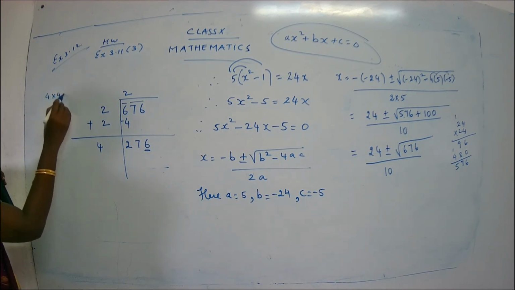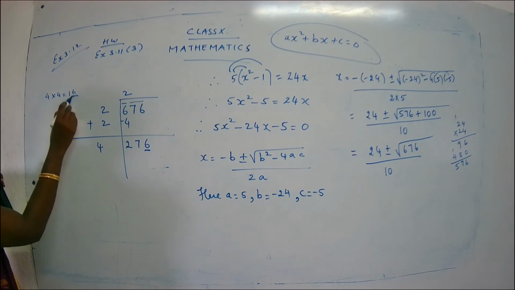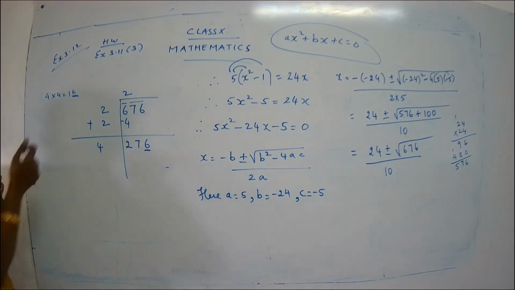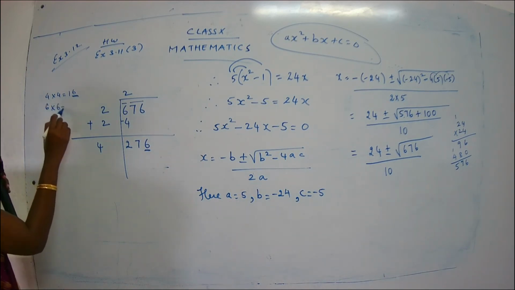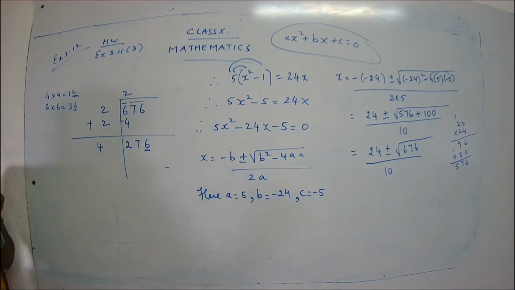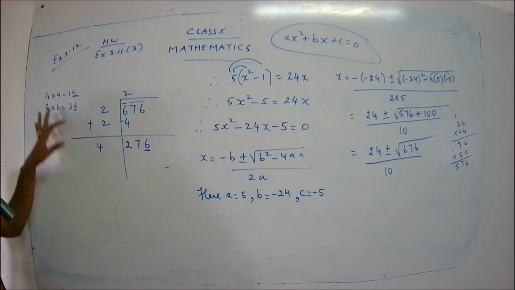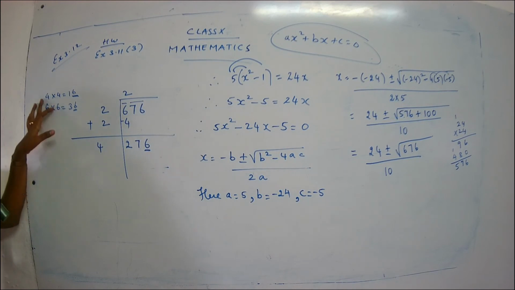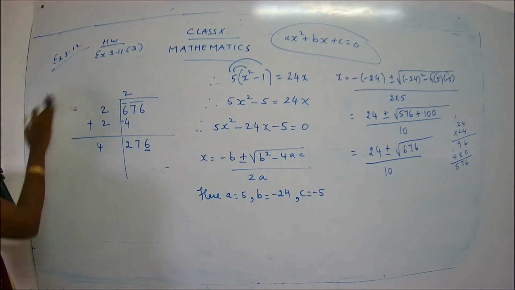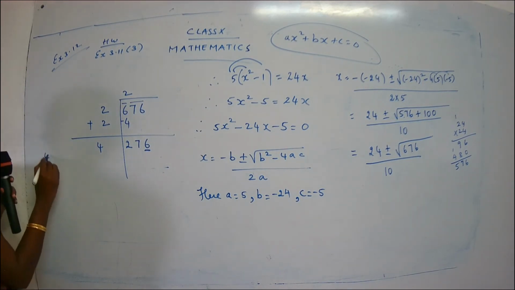4 fours are 16, yes? So 4 gives you 16. One more number, 6 sixes give you 36. And other numbers don't give you 6. 1 one is 1 in the last place. 2 twos are 4 in the last place. 3 threes are 9 in the last place. 5 fives are 25, so 5 comes. 7 sevens are 49, 9 comes. So for 6, what are the two numbers you can choose? 4 and also 6. So let's try these two numbers.